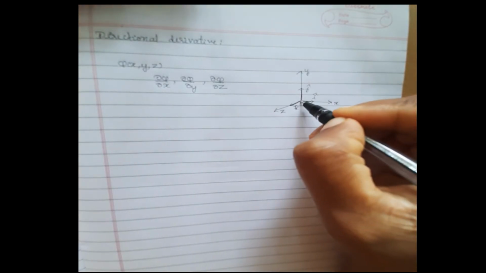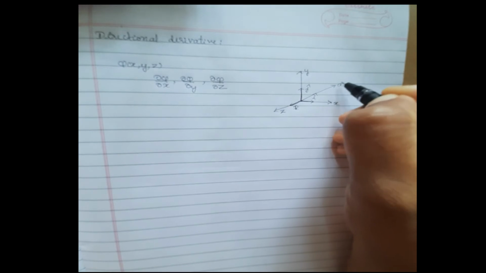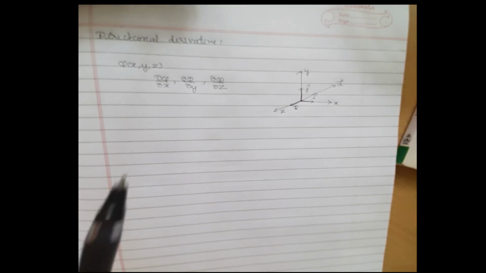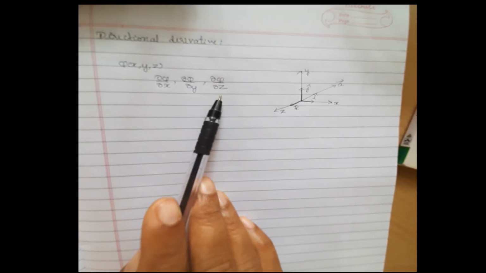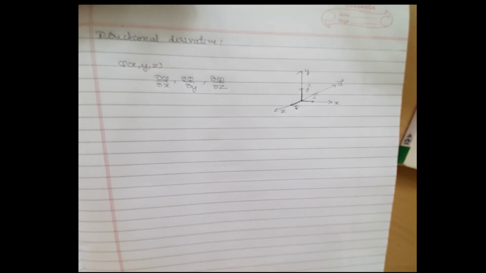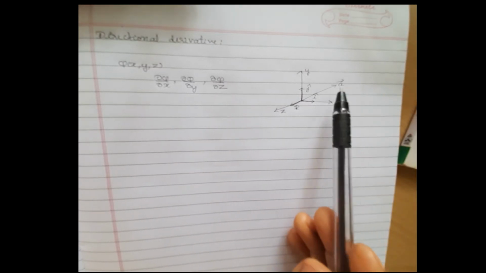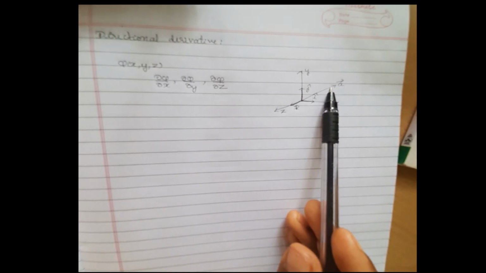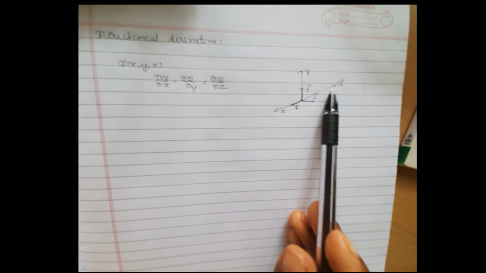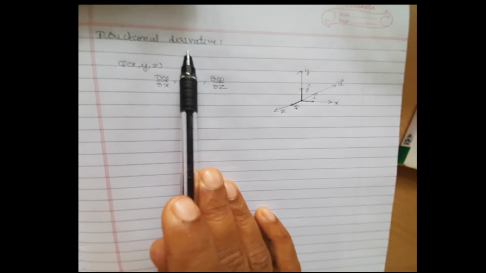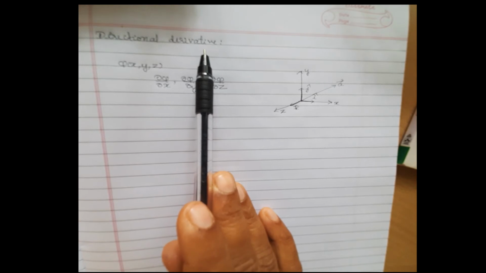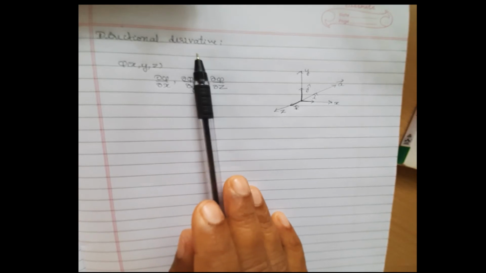Suppose I want to differentiate in the direction of some other vector, say a vector A. I want to differentiate this function in the direction of vector A. How do I proceed? Analogous to what we have studied for differentiation along x, y, and z axis, we are free. We can extend the same concept to differentiation along any vector in the 3-dimensional coordinate system. And that derivative, we call it directional derivative. I specify the direction in which I want to take the derivative. Therefore, the concept of directional derivative.